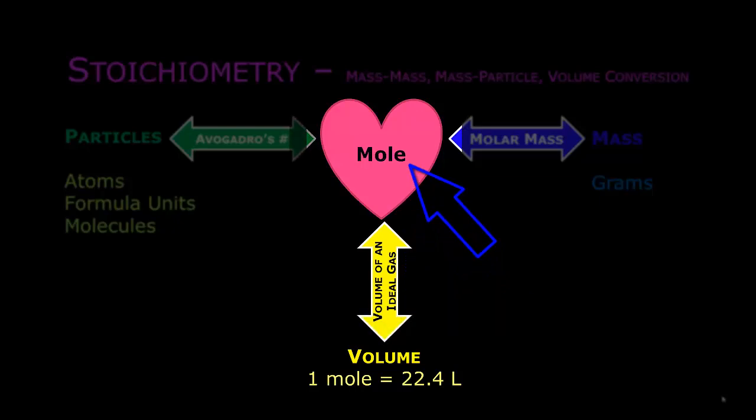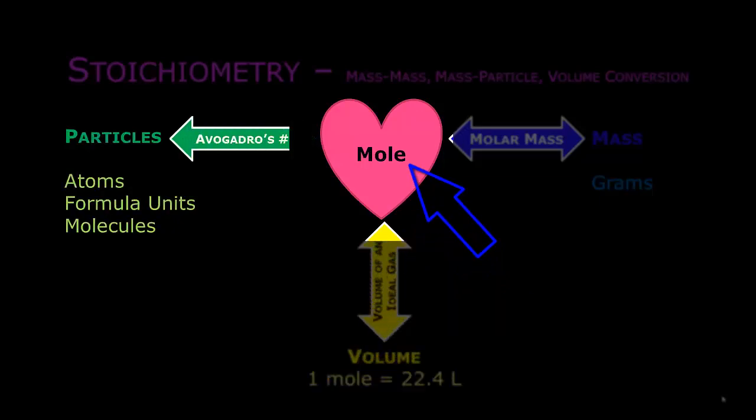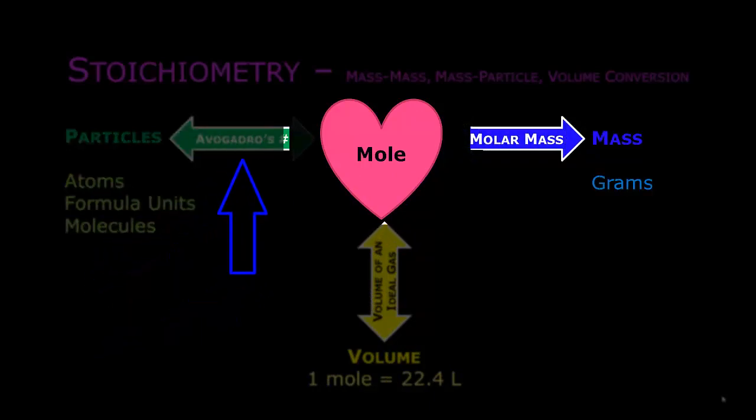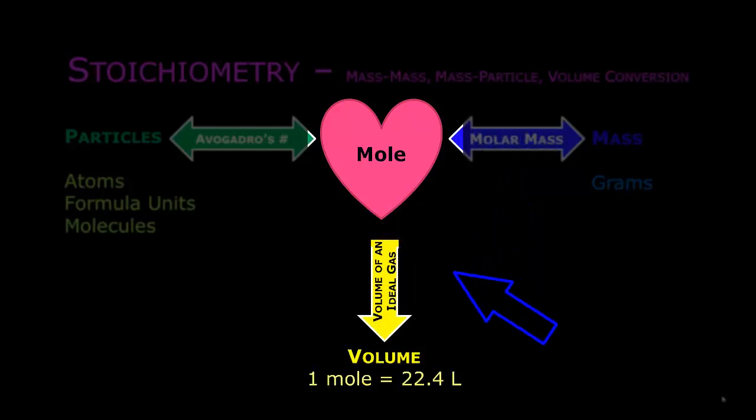And we do the opposite if we're at moles. In order to go to the number of atoms, formula units, or molecules, we'll use Avogadro's number. In order to go to grams or mass of something from moles, we'll use molar mass. And in order to go to the volume of an ideal gas, we will use the ideal gas constant, which is 22.4 liters per mole.